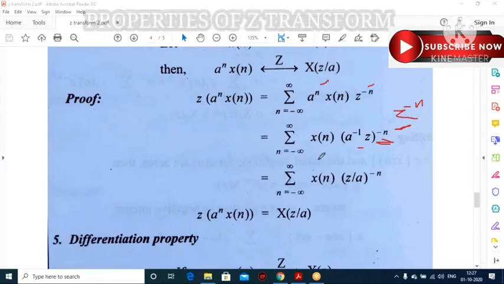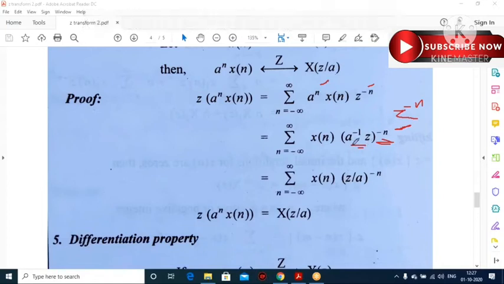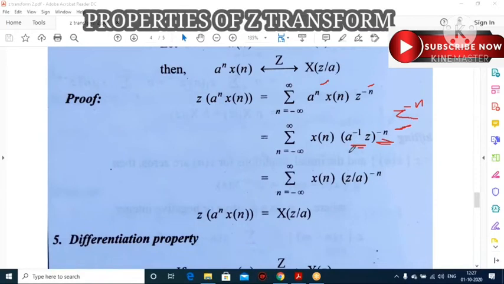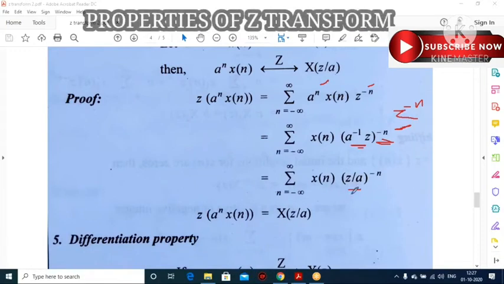Now according to our definition, x of n into z power minus n is nothing but x of z. But here what do you get? This is nothing but a inverse z, which means z by a. You can write z by a. So x of z, instead of z you write z by a. Hence it's the proof.